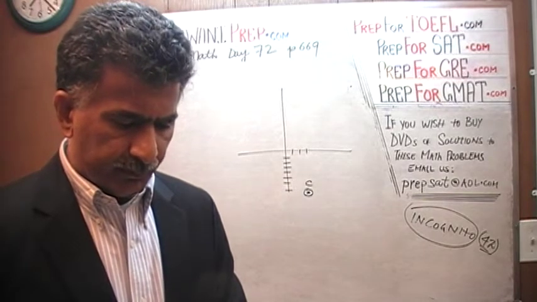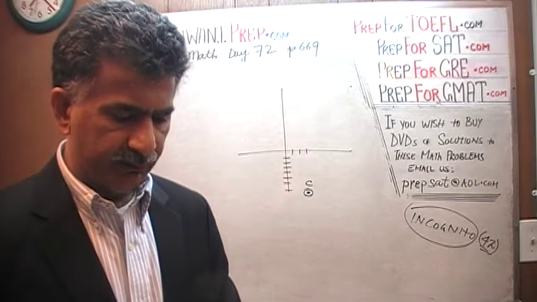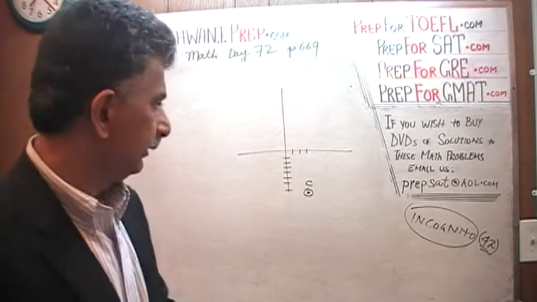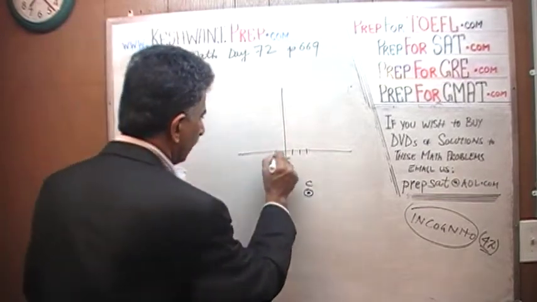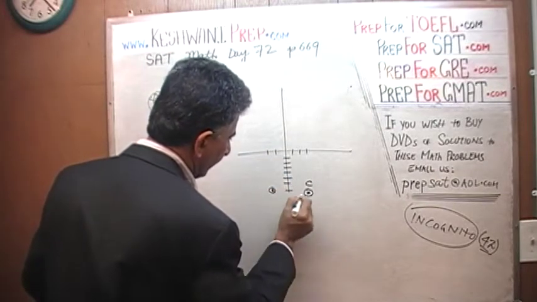If one endpoint of a diameter of the circle is -2 and -7, 1, 2, and negative 7 right here. So this is one end of the diameter.